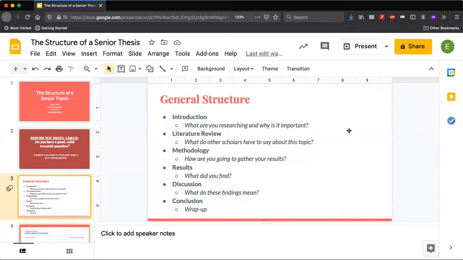Next, if you're doing social science or hard science research, you'll have a methodology section where you discuss how you're going to gather your results. So there's going to be a survey, what exactly you're going to be doing. Then you'll discuss the results, what did you find? Have a discussion section where you interpret the results, what do these findings mean? And then a conclusion where you wrap up and usually talk about the broader implications of your research.